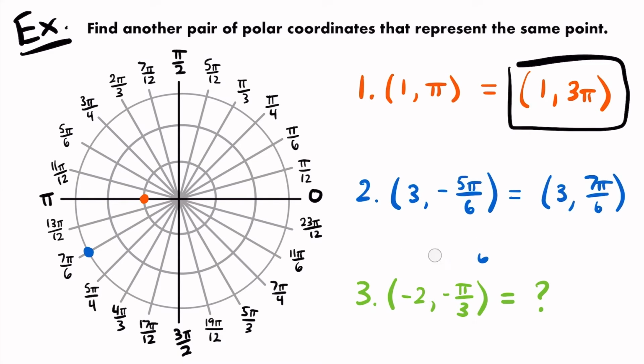Right? And you can see that that's true if you look at this point in this system. If we were to measure this positive angle of 7 pi divided by 6, that would take us from our polar axis to this angle right here, 7 pi divided by 6. And of course, that radius is 3, so we're right here along that third circle. Okay, and so that is another pair of polar coordinates that represents this exact same point.